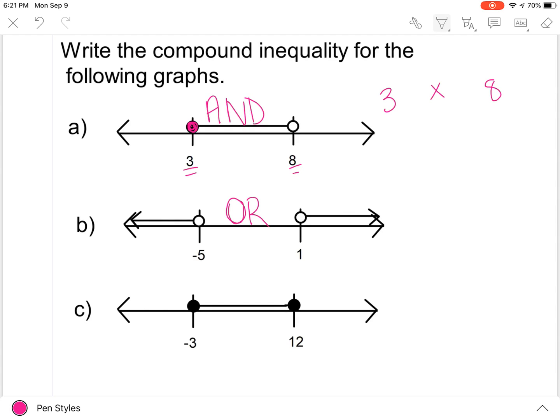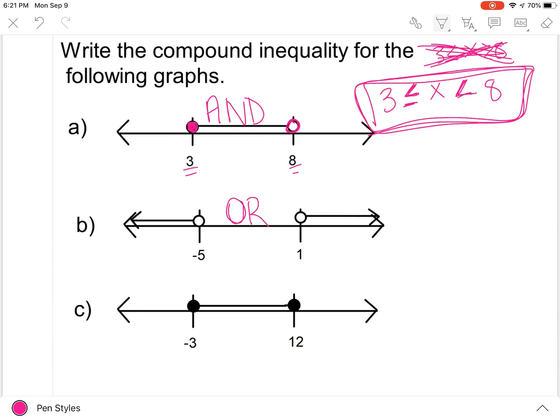Well, 3 has a closed circle. So that means we have a less than or equal to sign. And then 8 has an open circle. So that means we just have a less than sign. Notice how these signs are facing the same way. That has to happen. You cannot end up with a compound AND inequality where the signs are facing opposite ways. That is gibberish. You can't do that. Okay? So 3 is less than or equal to x is less than 8 is our answer.